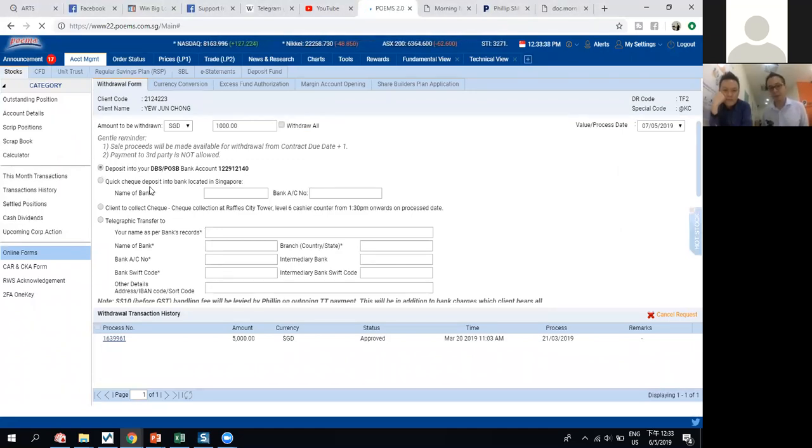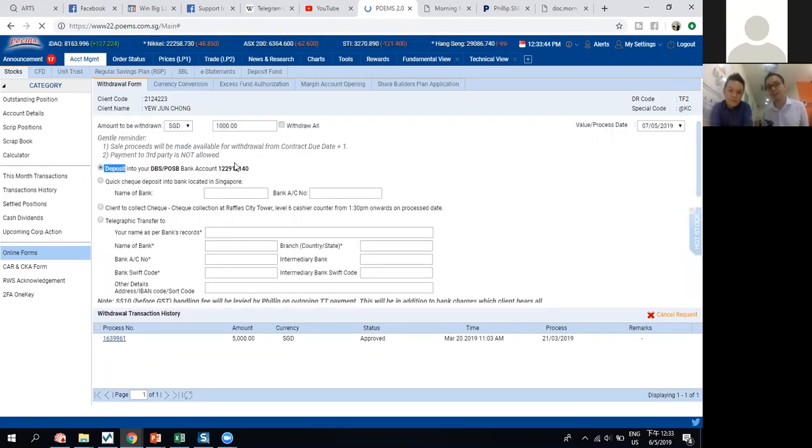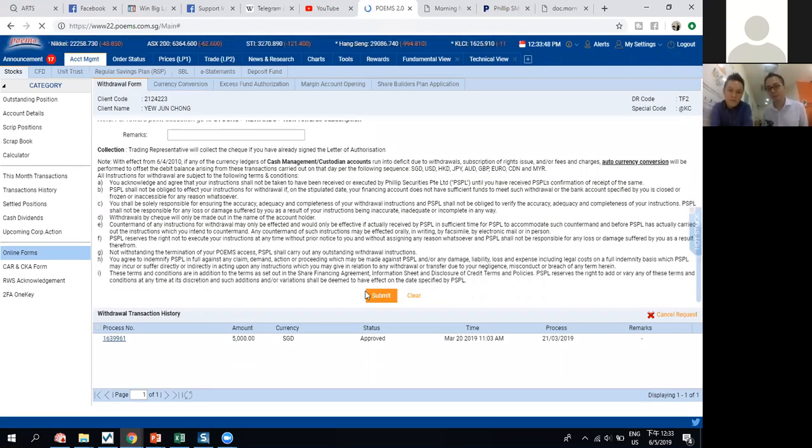The other options, you can do a TT, check collection, and so on. But generally, we find that this deposit in the bank account option is the most straightforward. So after which you click submit, and they'll ask you for your password, and then you can key that in, and then the money will be transferred out by the next working day.